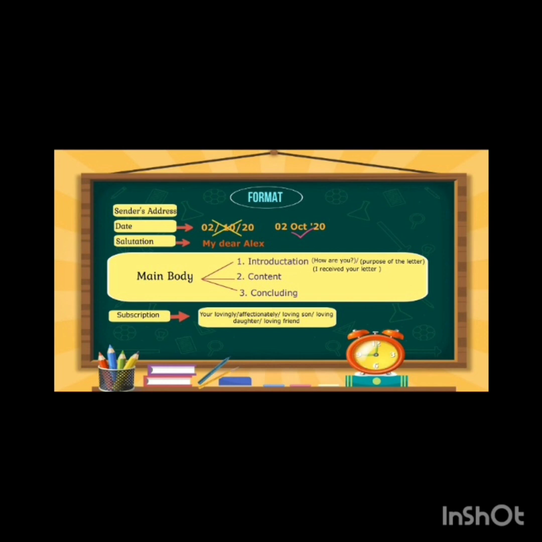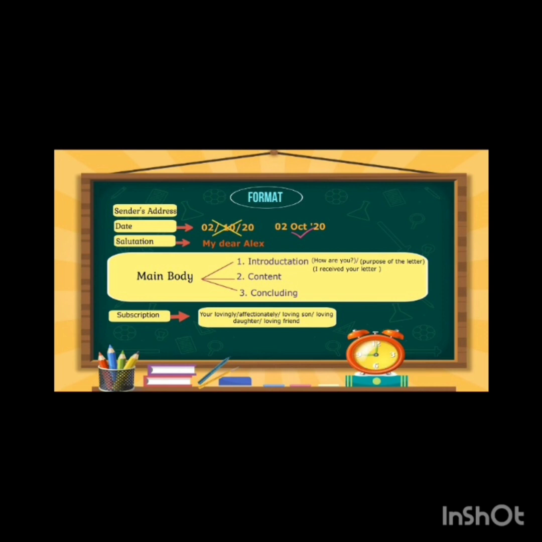Next is the main body of the letter. First is the introduction. In the introduction, you have to write how are you, then I received your letter, then why you are going to write the letter. After that, the content. Content means what message you want to write. And in the last, the conclusion, such as please come to meet me, please don't forget, thanking you. This you can conclude with. And at the last, the subscription.